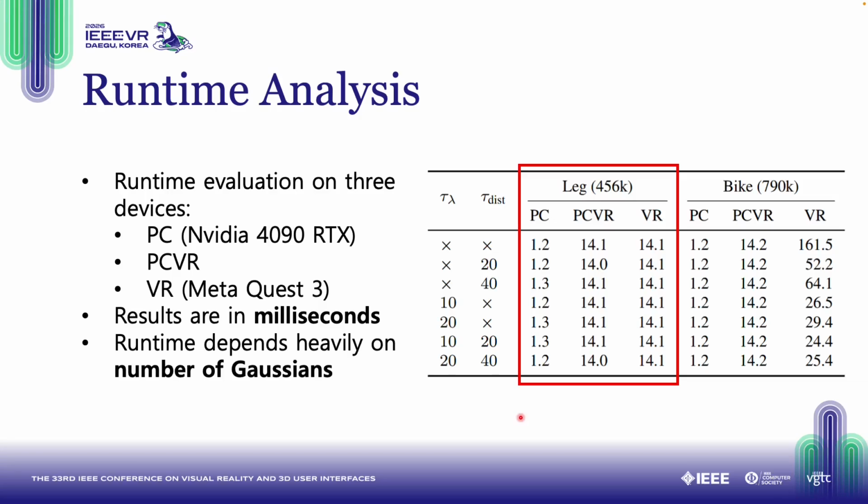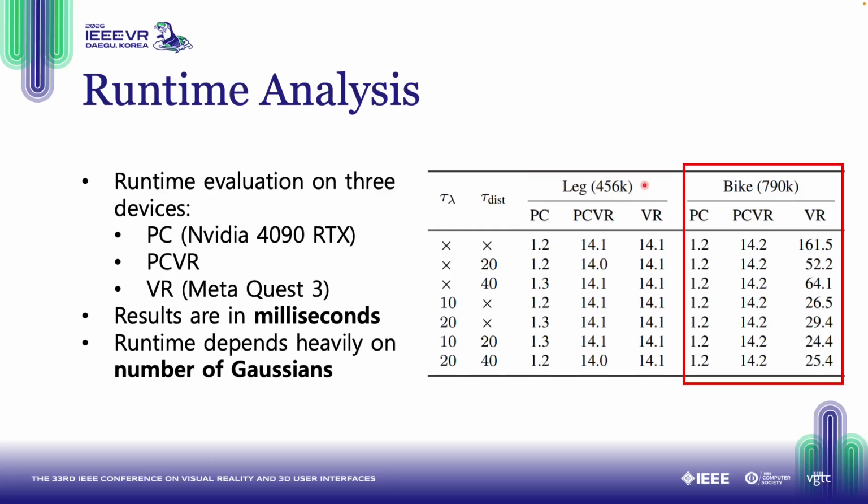We apply runtime analysis on PC, PCVR and mobile VR with the MetaQuest 3. And as you can see here, all 3 device settings can handle object-centric scenes easily, such as the leg scene, with roughly 450,000 Gaussians. Larger scenes, with roughly 800,000 Gaussians, are only feasible on the mobile device with tau lambda and tau dist applied, as the render time without them would be above 160 milliseconds per frame.